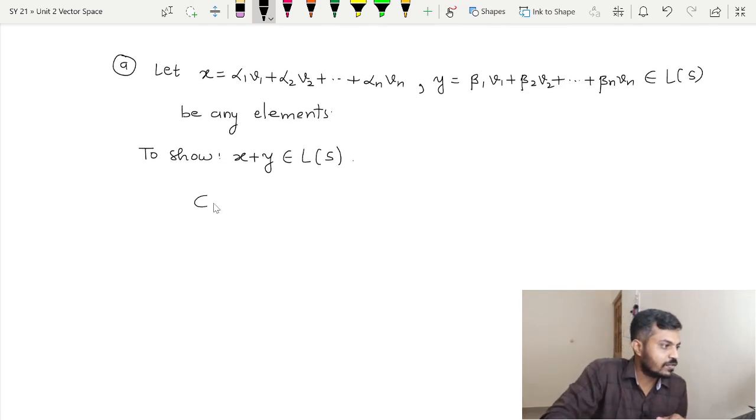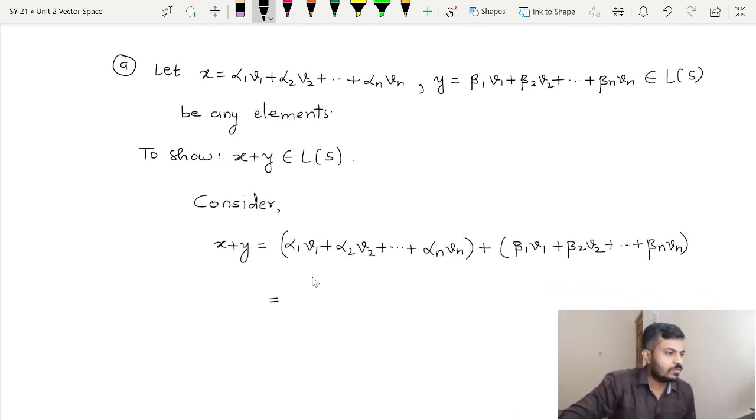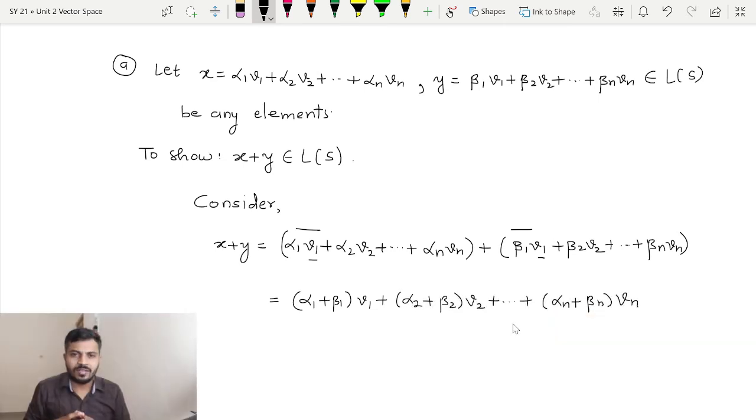So I will consider x plus y, which is equal to, now I will simply add these two terms. As you can see, both contain v1, so that v1 can be taken out. So I can write it as alpha 1 plus beta 1 times v1. Similarly for the second term, and so on. So have I succeeded in writing x plus y as a linear combination of v1, v2, vn? Just recall, what do we mean by a linear combination of vectors? Linear combination of v1 and v2 means what?